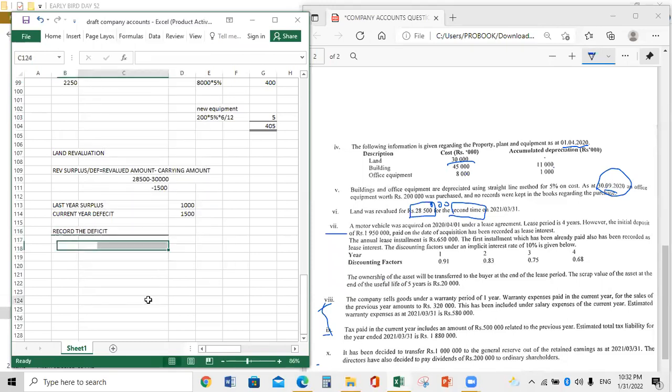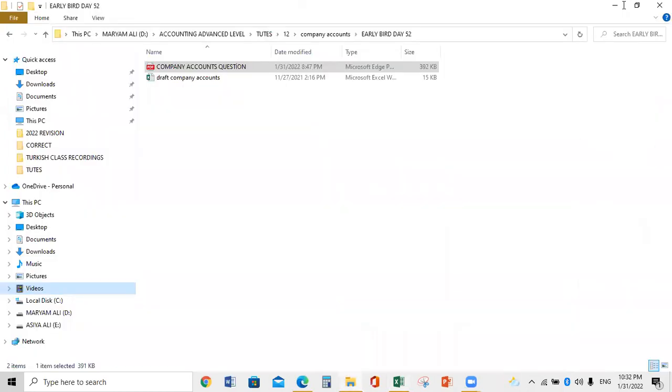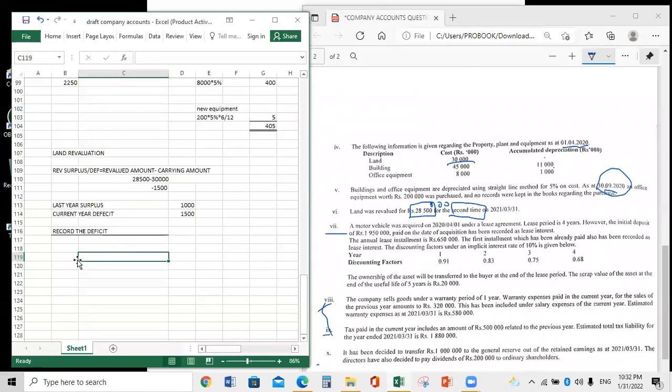Guys, if it's a deficit, always remember your asset account is reducing. Asset account reduces on the credit side. If it is a deficit, what happens, guys? Your asset account reduces. So the first thing to do is write the credit entry. That is, land account should be credit, by the deficit amount, 1,500. That is the first thing you have to do.